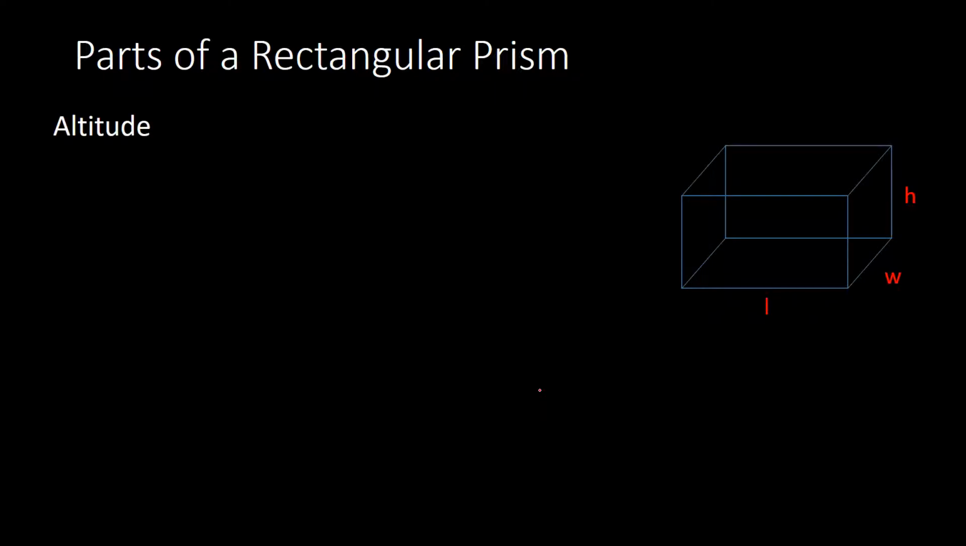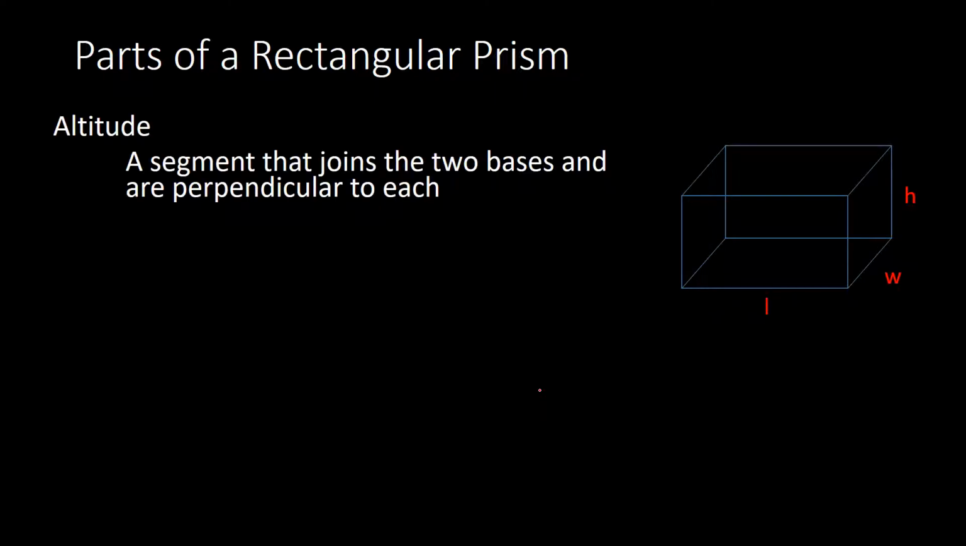We also have what we call the altitude, which is a segment that joins the two bases and is perpendicular to each. So we see here in yellow, over here on the side, this would be the altitude. It is connecting the top and the bottom, the two bases, and is perpendicular to each of them. Next we have the height, which is the length of the altitude. For our intents and purposes, altitude and height would probably be used interchangeably for the most part, but there is a slight nuance in the sense that the altitude would be the segment that connects the two bases, and the height is the length of that segment.